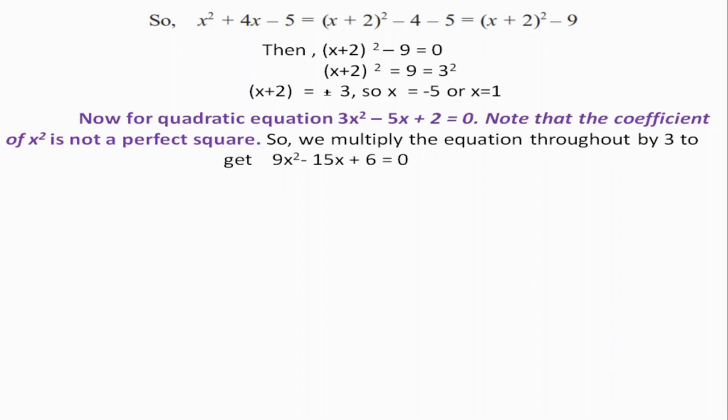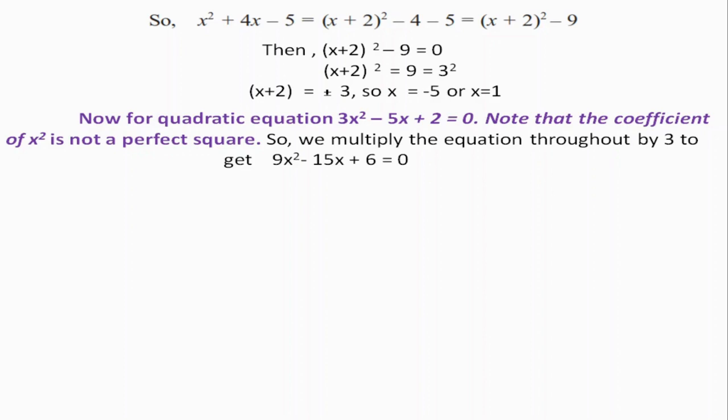Now come to another example, the example where the coefficient of x squared is not 1. In the previous two examples, the coefficient of x squared is equal to 1. Now in this particular example, we see that the coefficient of x square is 3. The next term is minus 5x plus 2. Now, by completing the square, making the perfect square, we have to solve this equation. How can we do it?